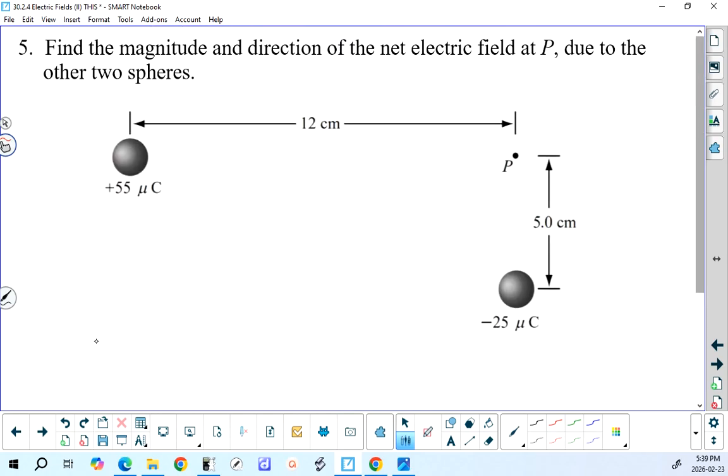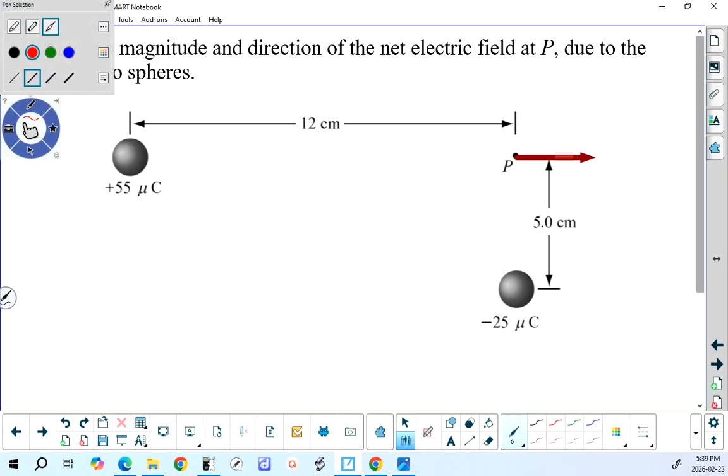The final example, number 5, is going to be done in the exact same way, except how we add those two vectors is going to change. First of all, if I were to put an imaginary positive test charge at P, it would be repelled from A. I better label these again. I'm going to call this A. I'm going to call this B.